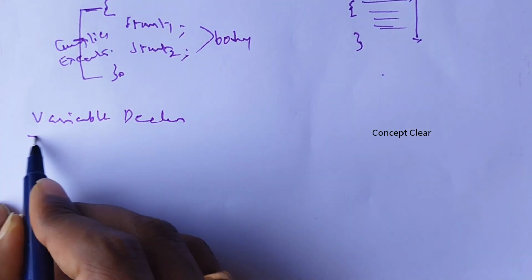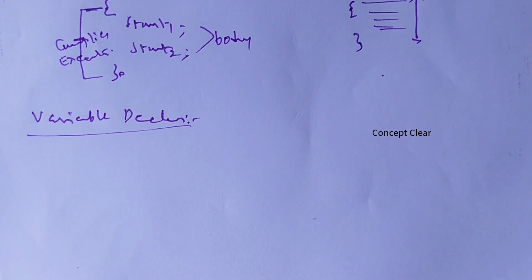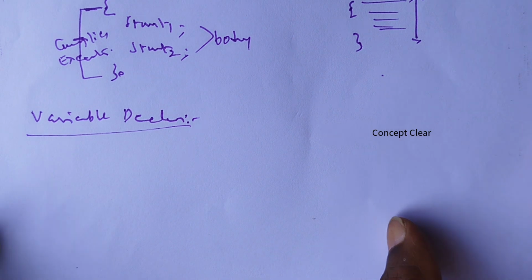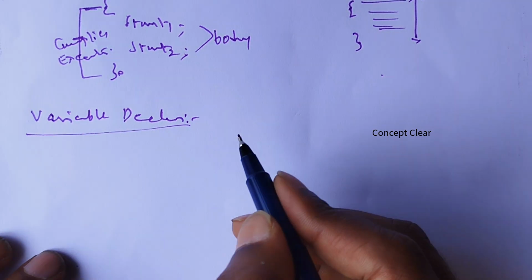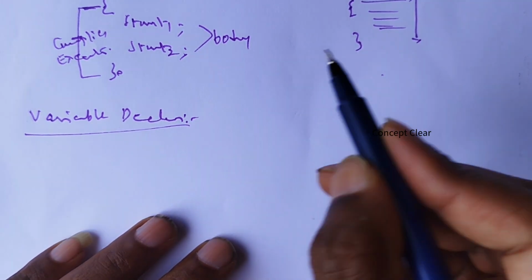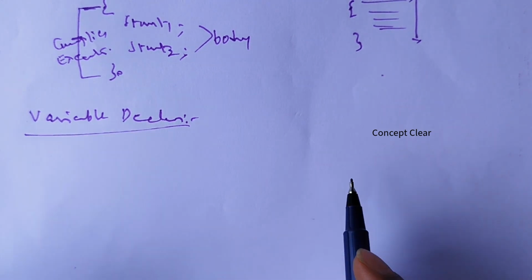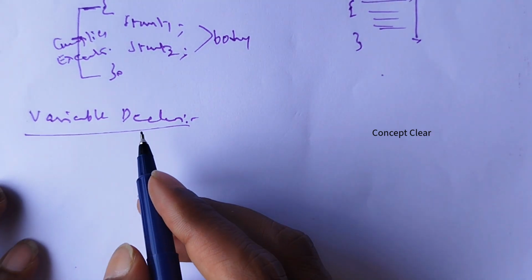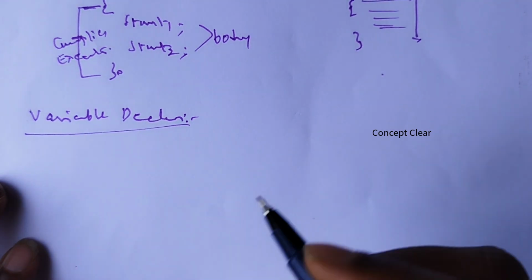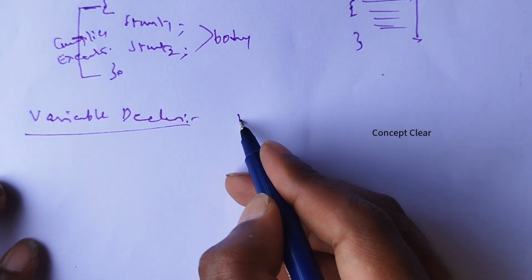What is the meaning of variable declaration? We need to tell the compiler that we use some variables, and what type of variables they are, whether numbers or alphabets, storing the data. A variable is nothing but a memory location which will store the data. Okay, clear?